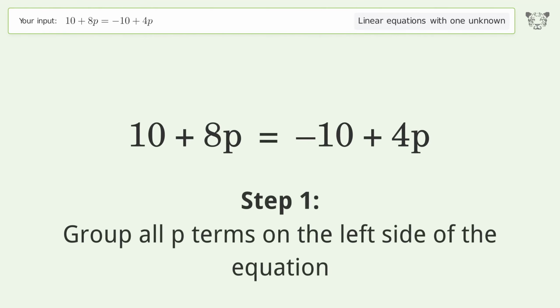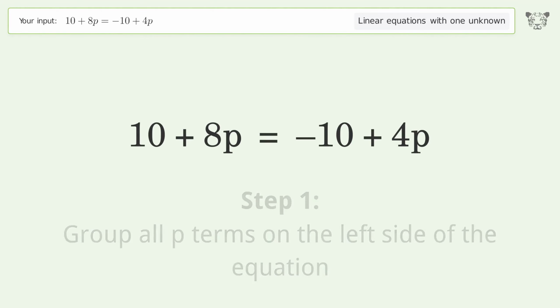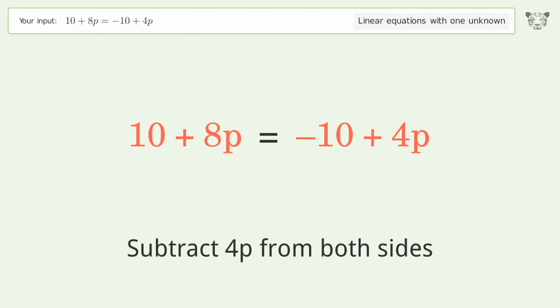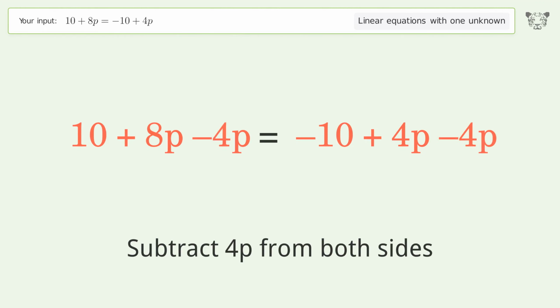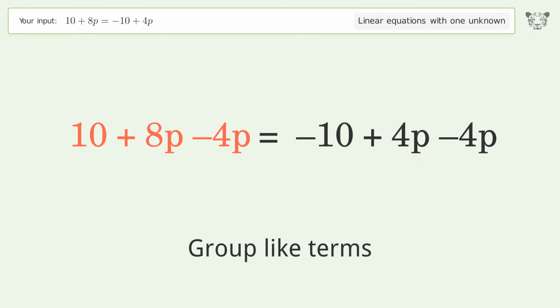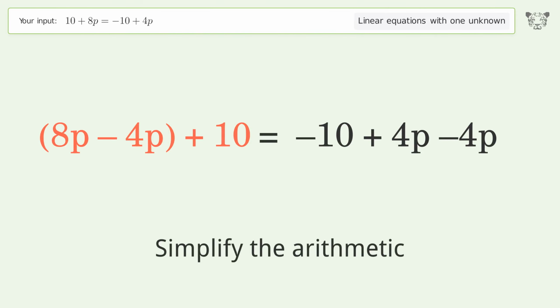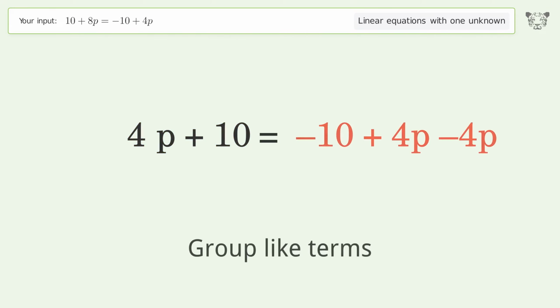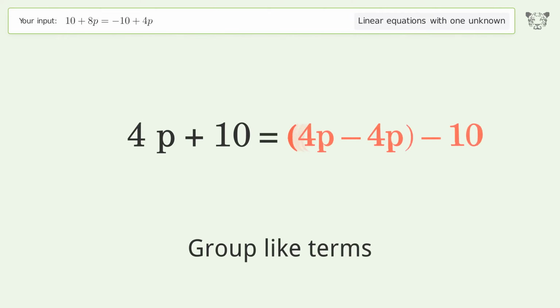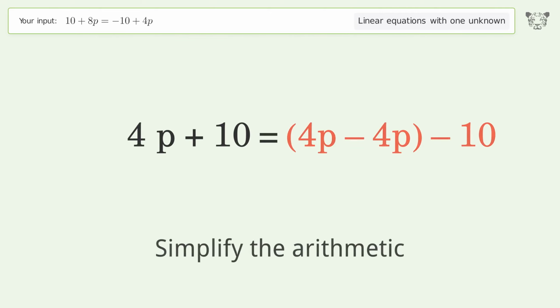Group all p terms on the left side of the equation. Subtract 4p from both sides. Group like terms. Simplify the arithmetic. Group like terms. Simplify the arithmetic.